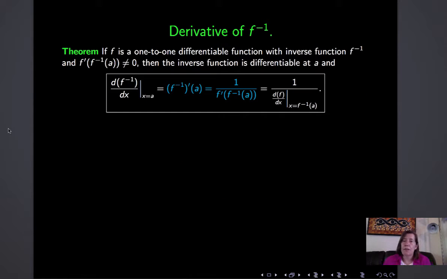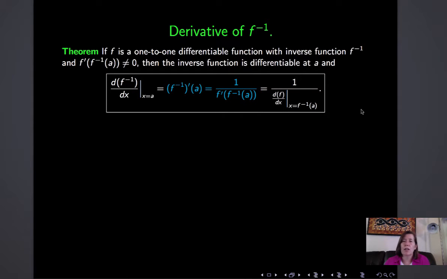The derivative of f inverse is also related to the derivative of f. The exact relationship is shown in the formula here below. If f is one-to-one and differentiable with an inverse function f inverse, and suppose that f prime, the derivative of f, applied to f inverse at some point a is non-zero, then the inverse function is differentiable at a, and f inverse prime of a is 1 over f prime applied to f inverse of a.